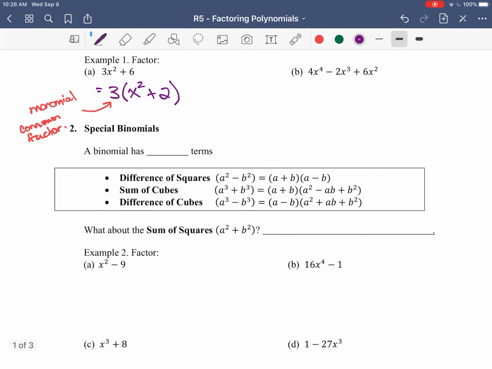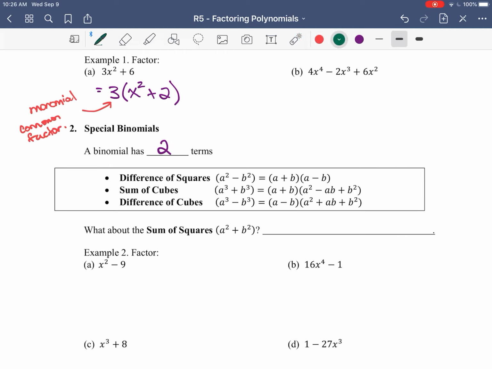A binomial has two terms. The bi means 2. There are some special formulas that we use sometimes. There's the difference of squares formula. That's when you have a square minus another square. There's an easy way to factor this. If it's a squared minus b squared, it always factors as a plus b times a minus b.